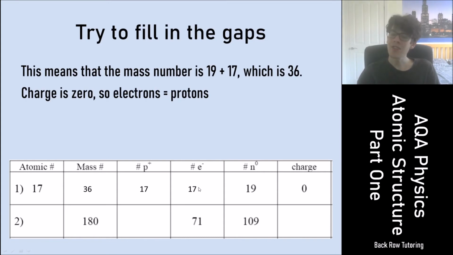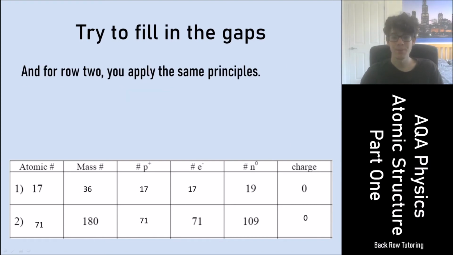Remember, electrons have very, very little mass. So our mass number is equal to the total amount of protons plus the total amount of neutrons. So 19 plus 17 is 36. So our mass number is 36.